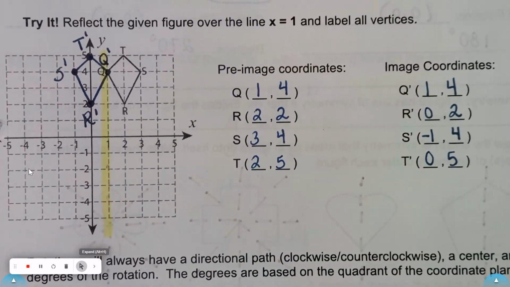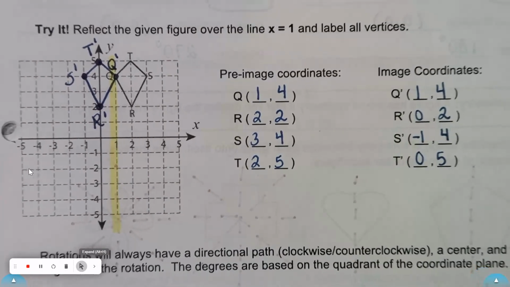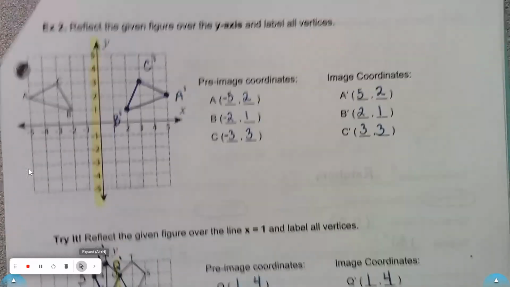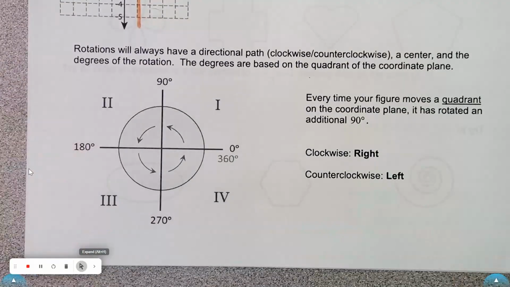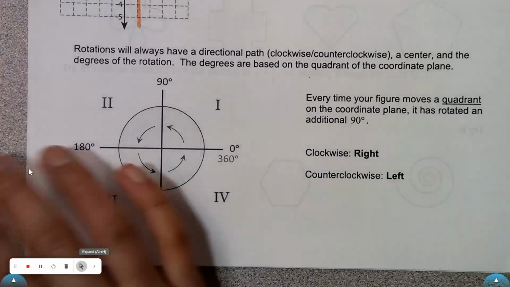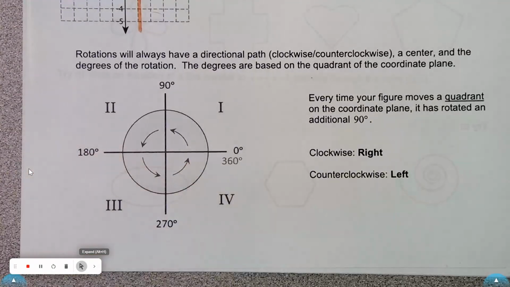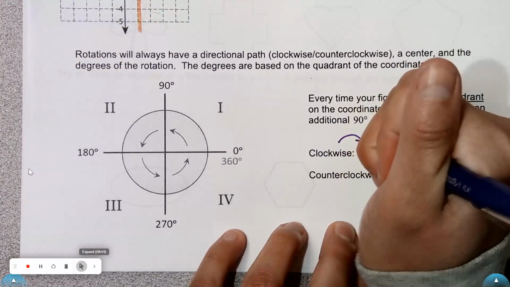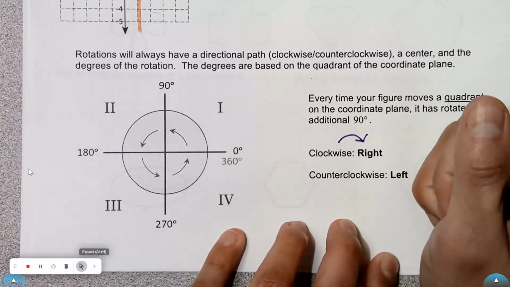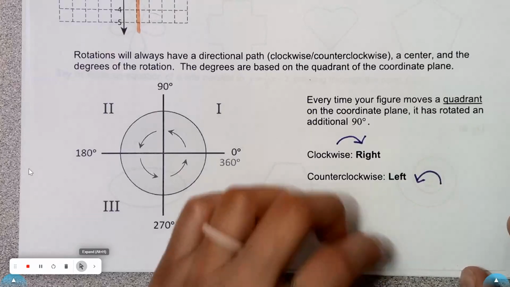Okay, perfect. If you feel good about that, we're going to move on to rotations. Alright, rotations out of the 3 transformations is probably the trickiest one just because you have to keep in mind degrees. And so when you turn, you can turn in 2 directions. You can turn either to the right, which is clockwise, or you could turn to the left, which is counterclockwise.